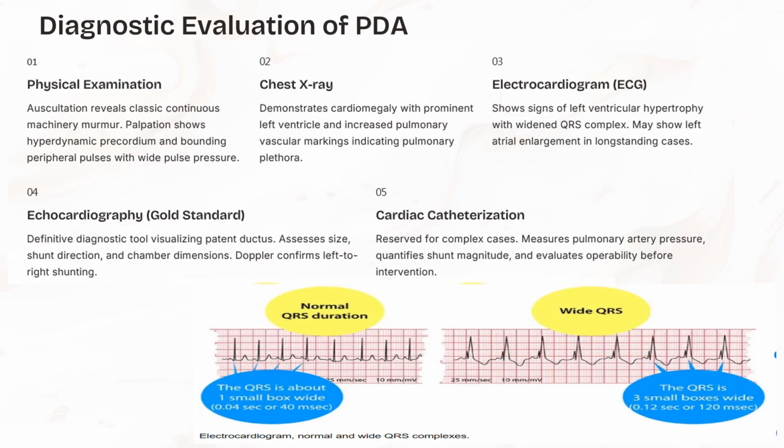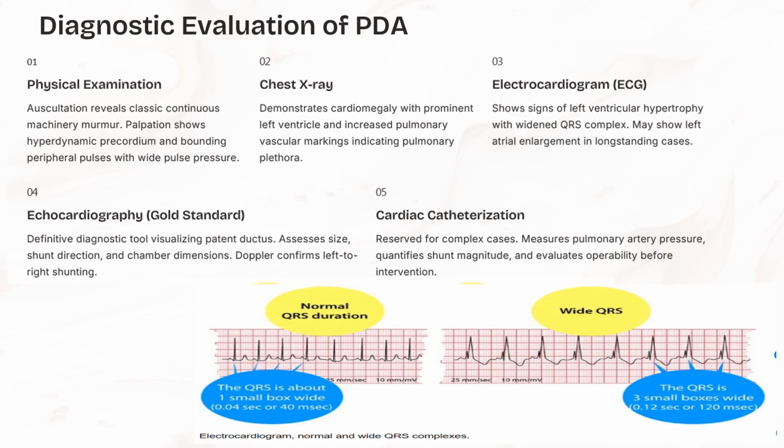Next, moving to diagnostic evaluation of PDA. The first one is the physical examination. Auscultation reveals the classic continuous machinery murmur, which I already explained, and palpation shows hyperdynamic precordium and bounding peripheral pulses with wide pulse pressure. The second one is the chest X-ray, which can demonstrate cardiomegaly. And the third one is the electrocardiogram. In the electrocardiogram, we can see a widened QRS complex.